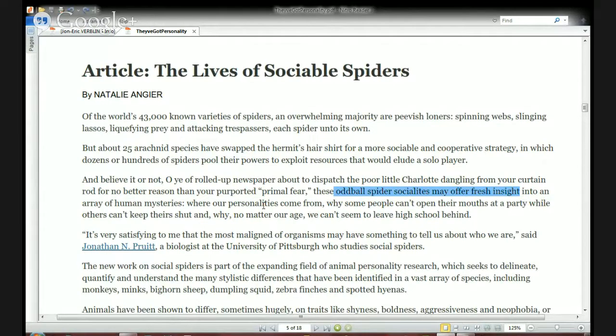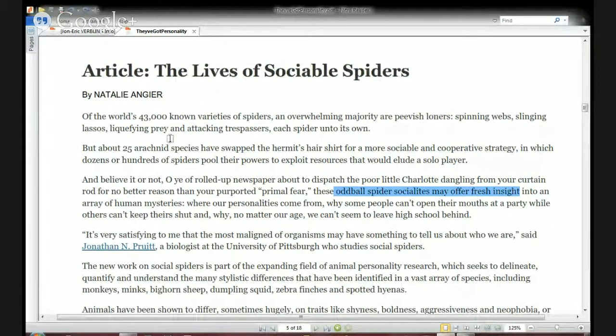So oddball means that they're different than the normal species. Socialites means that they are social together. We don't think of them that way. And insight means we're going to learn something new. We're going to learn something new about where our personalities come from.